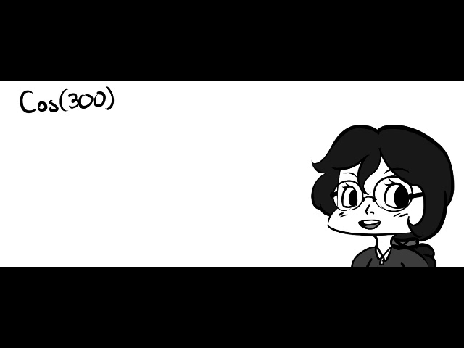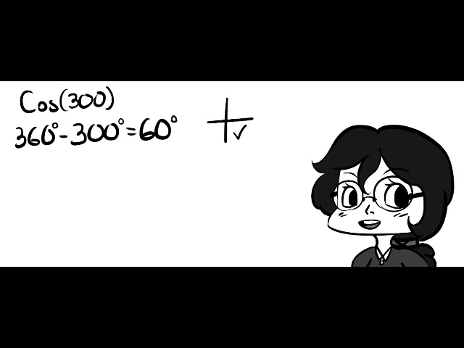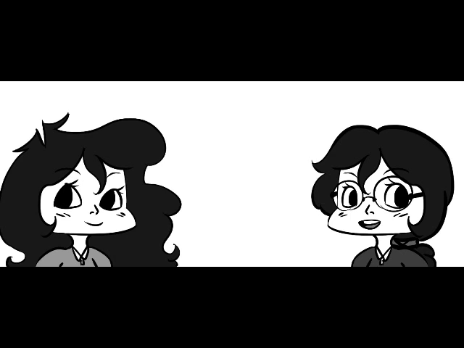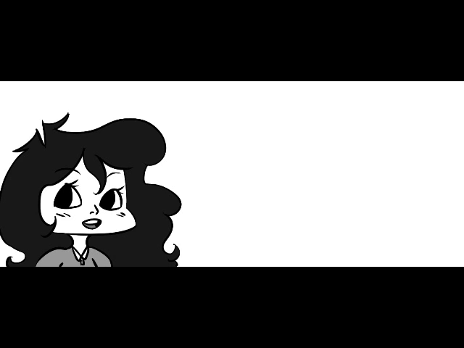Cosine of 300. Since 300 degrees is in the 4th quadrant of the unit circle, subtract 360 degrees from 300 degrees. This would equal 60 degrees. So put cosine of 60 degrees, and now you can solve. Cosine of 60 is equal to 1/2. Okay, next. I'll be taking the easy to medium equation.